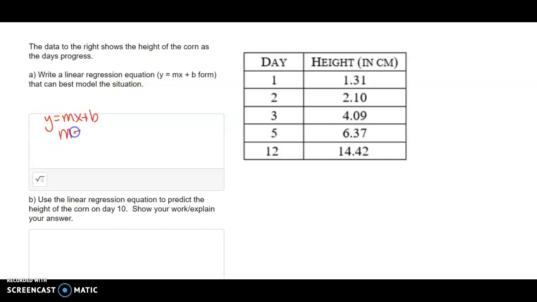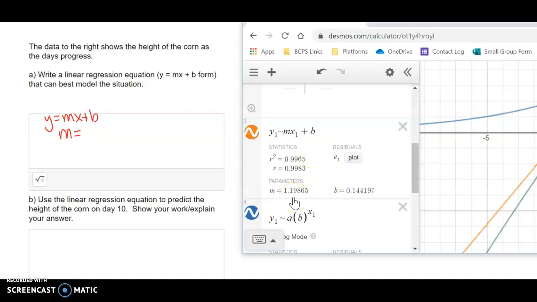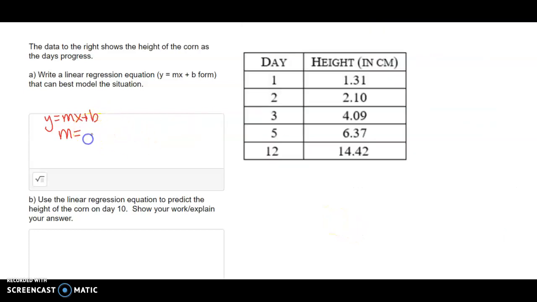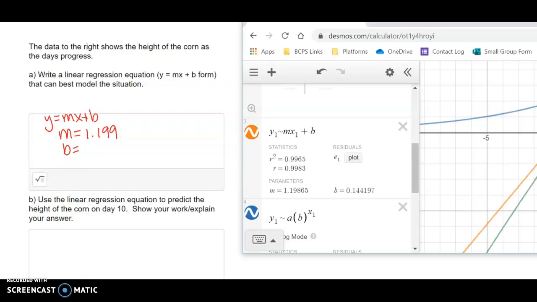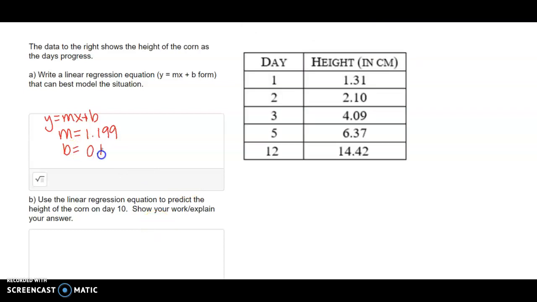We know our m value is 1.199 if you round up. And our b value here is 0.144. So writing out this equation, we've got y equals 1.199x plus 0.144. So that is our linear regression equation that best models the situation.